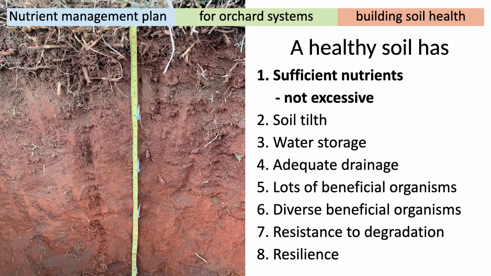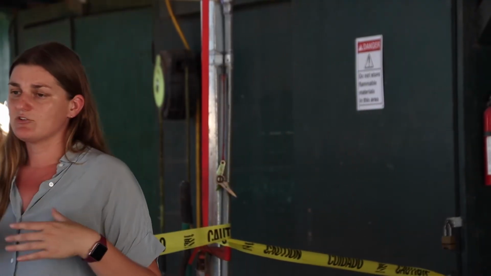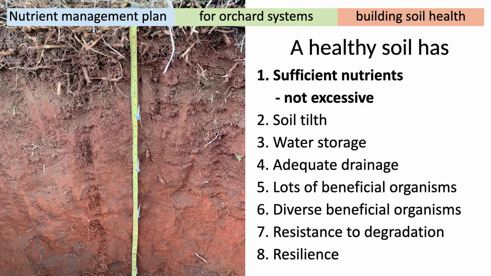Healthy soil has, first and foremost, sufficient nutrients, but not excessive. We don't want excessive nutrients, but sufficient. So we're talking about high nutrient supplying capacity. And of course, it's not just nutrient availability. We're talking about physical properties, so soil tilth, water storage, drainage, and then biology. So beneficial organisms, we want abundance, we want diversity, and we also ultimately want the soils to have all of these good properties to be resilient.